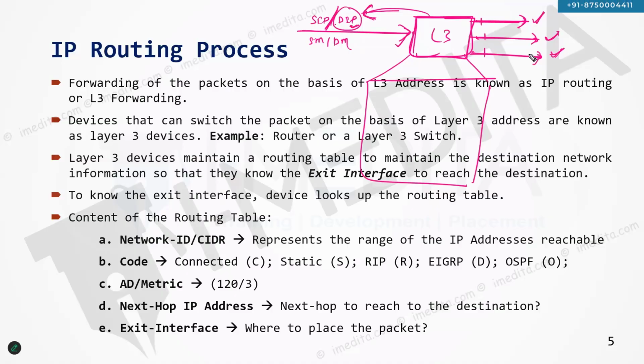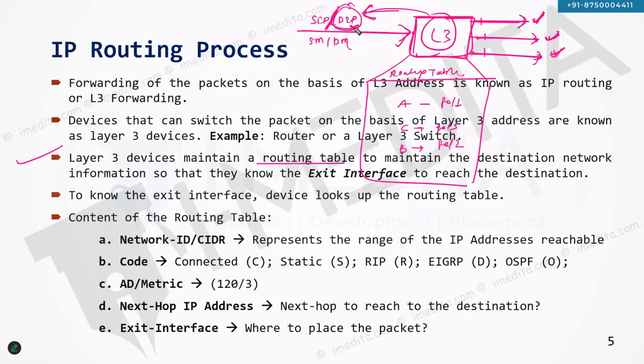These layer 3 devices maintain a table, based on which they can decide, in order to go to a certain destination, which interface is the appropriate exit interface. That table is known as the routing table. The layer 3 devices maintain a table called the routing table. In that routing table, they maintain the information about different destinations: in order to go to destination A, the exit interface is FA0/1. In order to go to destination B, the exit interface is FA0/2. In order to go to destination C, the exit interface is FA0/3, for example.